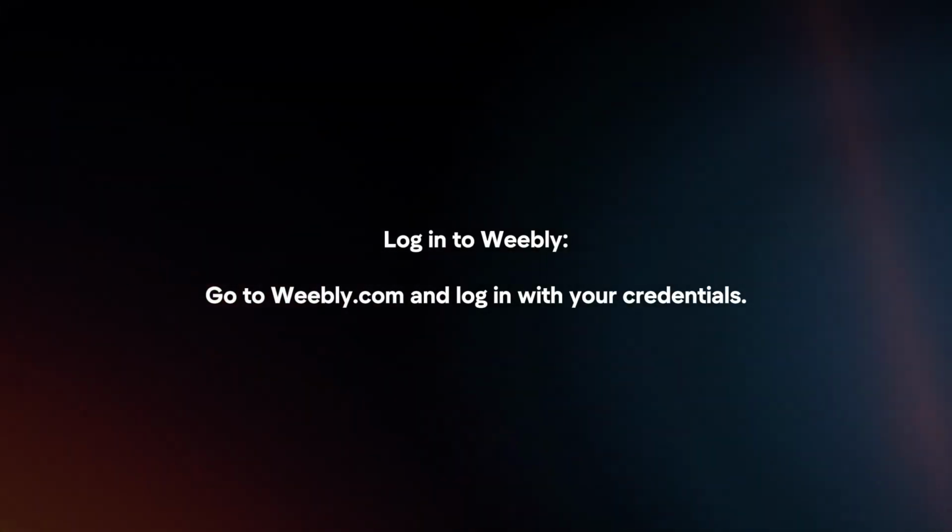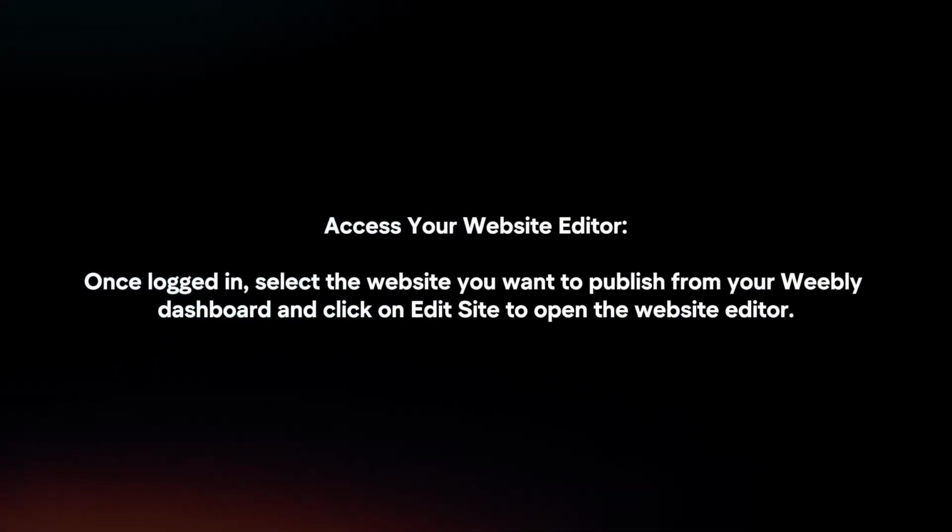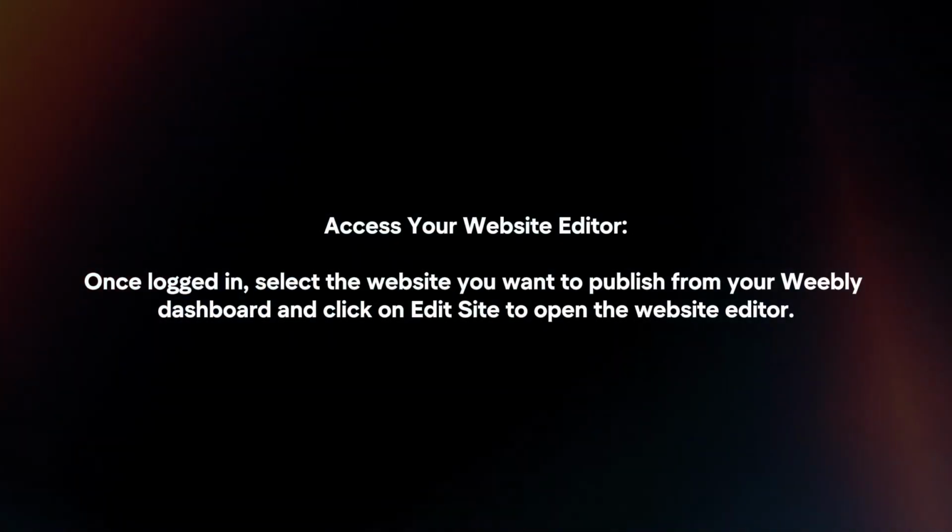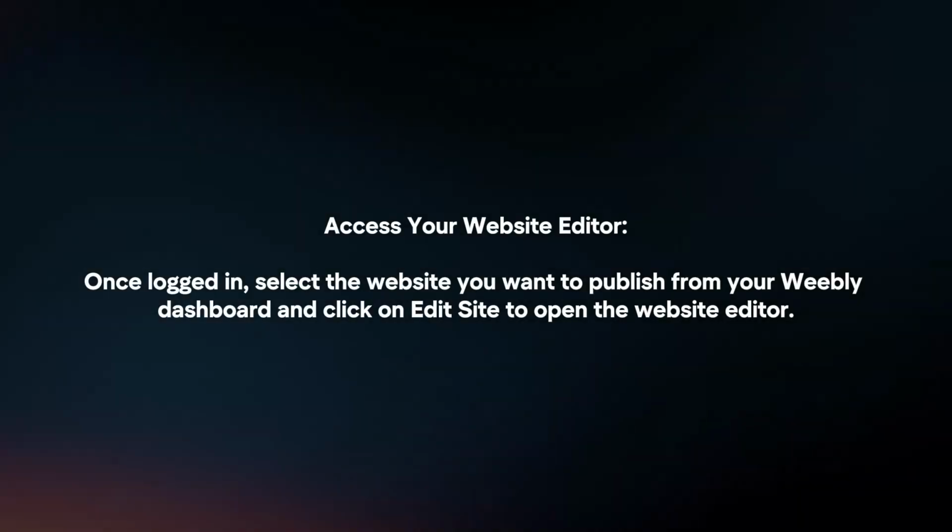Log into Weebly. Go to weebly.com and log in with your credentials. Access your website editor. Once logged in, select the website you want to publish from your Weebly dashboard and click on Edit Site to open the website editor.